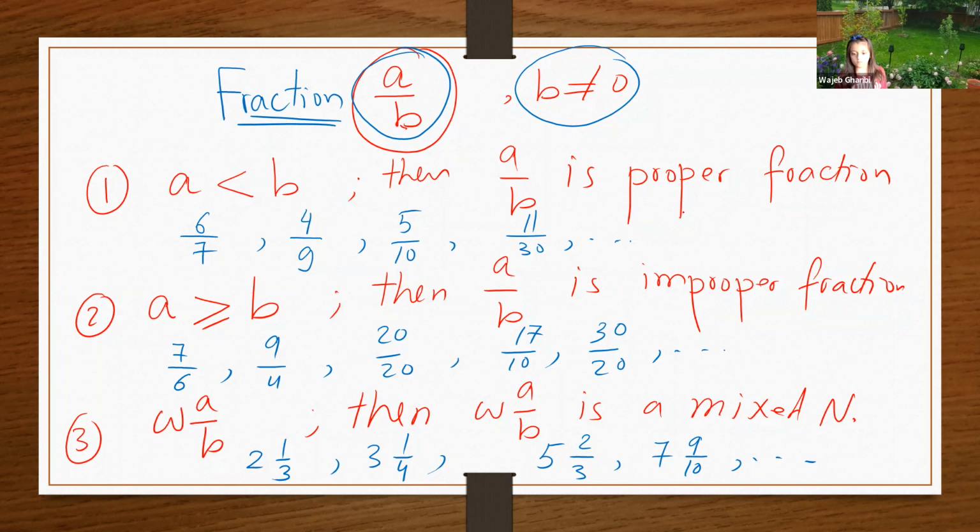And when we have a whole number, and then a fraction A/B, then we call this a mixed number. So we have a whole and a fraction, we call it a mixed number or mixed fraction, like 2 and 3/4, 5 and 2/3, and 7 and 9/10, okay, and so on.